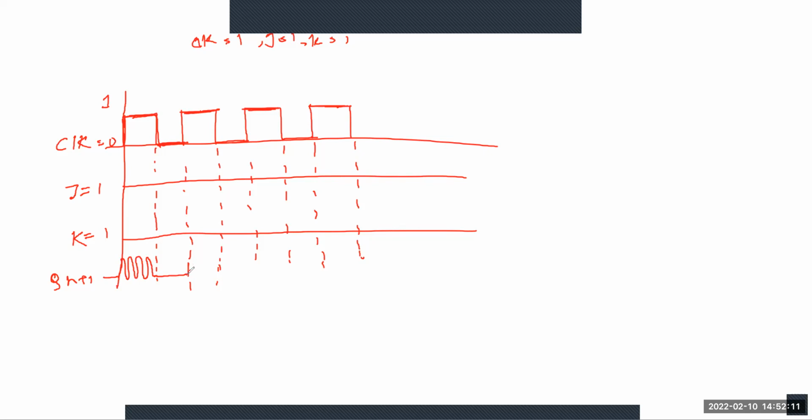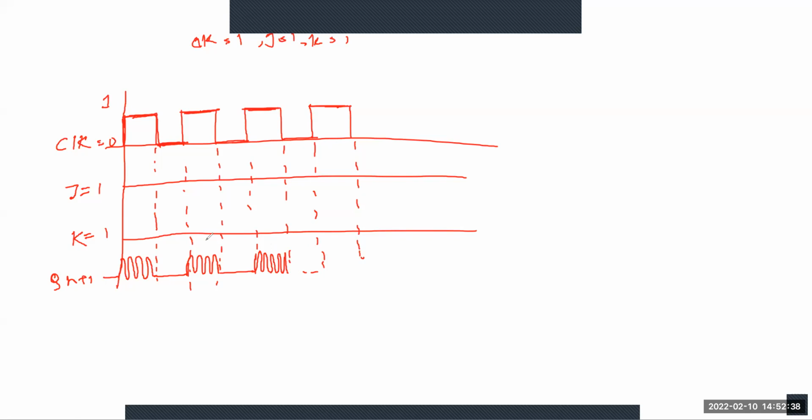Okay, next again, this is the actual clock pulse. You can see here the racing condition of JK flip flop.